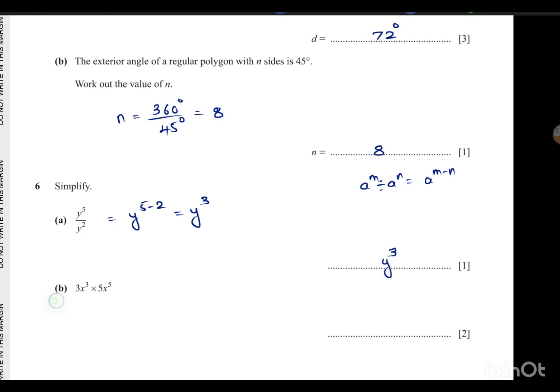Question B. 3x cube into 5x raised to 5. Here you have to first multiply the coefficients, then multiply the x cube and x raised to 5. The product of the coefficients is 15. Then x raised to 3 plus 5, because we are using here the rule a raised to m into a raised to n will be a raised to m plus n. So we have added the powers. 15x raised to 8 is the final answer.